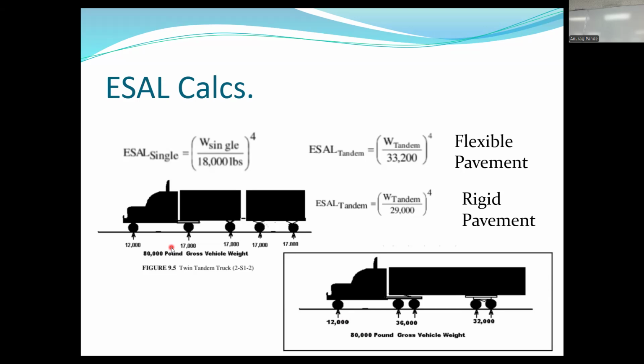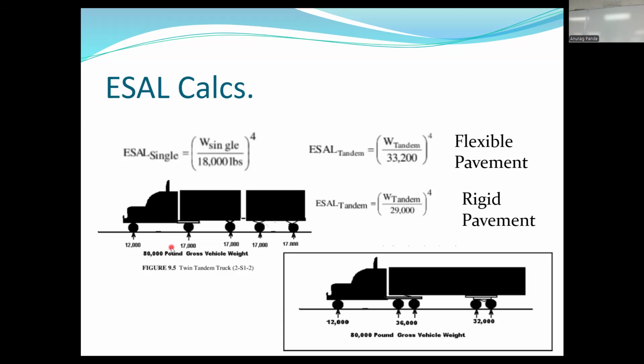Again, it doesn't always have to be this way. There are trucks that might have a 60-40 distribution between front and back and things like that. Like you see here, for example, the 12,000 pound load, and then you have the 68,000 left over. And then out of that, 36,000 is on the front axle and 32,000 is on the back axle.